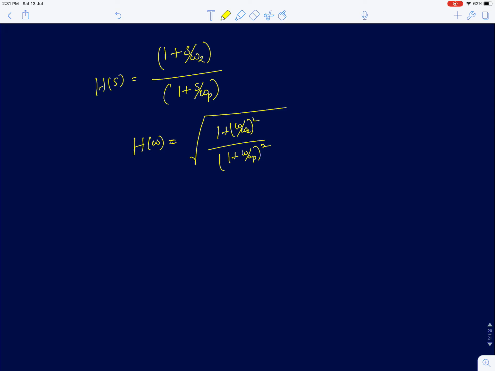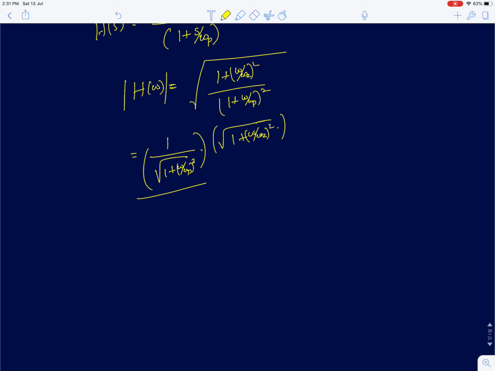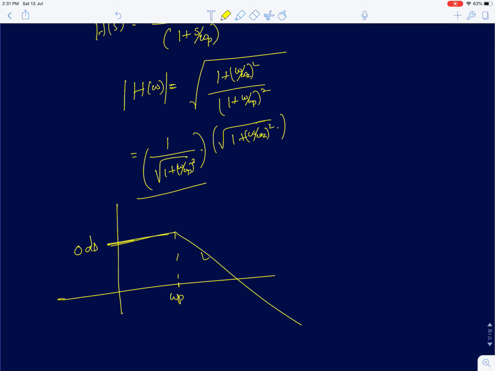Okay. Now, to plot the frequency response for this, I can divide this into a pole and a zero: 1 over root of 1 plus (omega by omega p) the whole square, into root of 1 plus (omega by omega z) the whole square. I'm plotting the magnitude here. We already saw how to plot this. This function starts at 0 decibels, and then at omega equal to omega p, after that it starts decaying, reducing linearly at the rate of minus 20 decibels per decade.